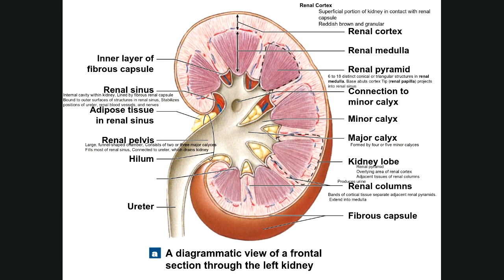This form over here looks like a triangle, a pyramid. We call it a renal pyramid. We have 6 to 18 conical or triangular structures, these renal pyramids, and they exist in the renal medulla. That's the renal medulla, cortex and medulla. Within the medulla, we have those renal pyramids, 6 to 18 distinct triangular structures.